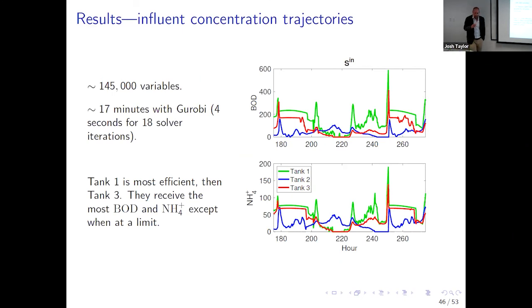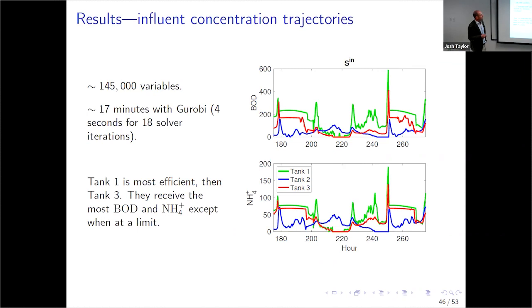Okay, so this is what the results look like. What you see here are the decisions, the amount of BOD and NH4 that's being sent to each of the tanks. Tank 1 in green is the most efficient, followed by tank 3. And what you see is tank 1 is getting the most, then tank 3, then tank 2. This problem had 145,000 variables. It took 17 minutes with Gurobi. Most of that was pre-processing.